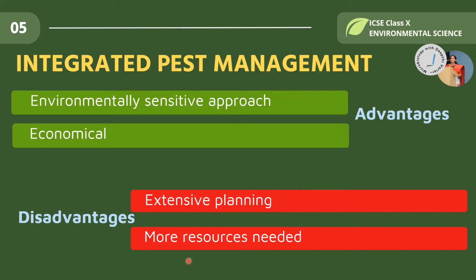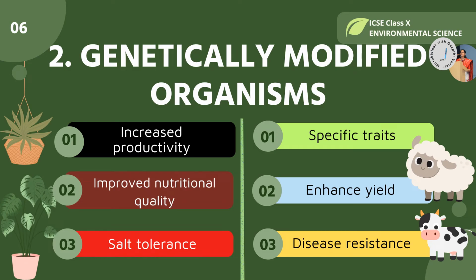Secondly, you need to put in more resources because you're not using pesticide, so you have to have a substitute for it. So you have to put in more resources. You should know what resources have to be used for having a successful IPM in your field, but it is a very good method. The second practice is use of genetically modified organisms, also abbreviated as GMOs.